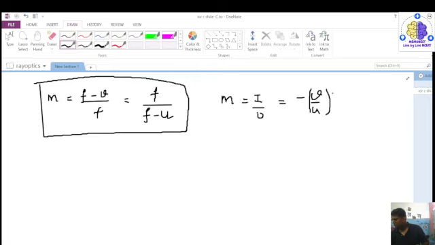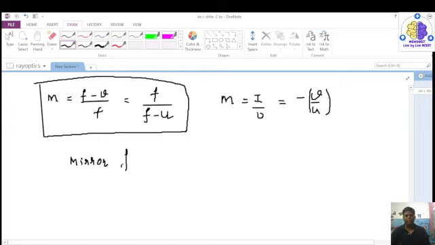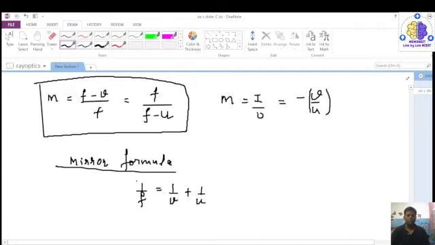These formulae will be used for your numericals. Finally, the most important formula here is your mirror formula. For NEET, the derivation is not important, so I simply give you the formula. The formula is 1 by f is equal to 1 by v plus 1 by u. This is the mirror formula, which is the relation between f, v and u.